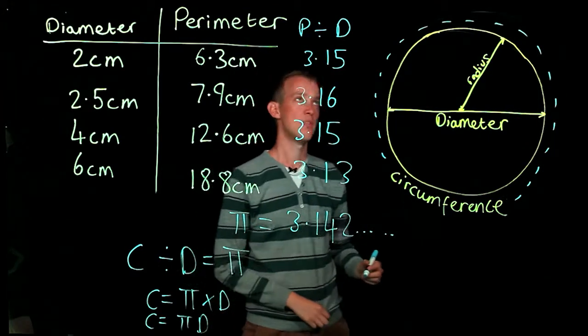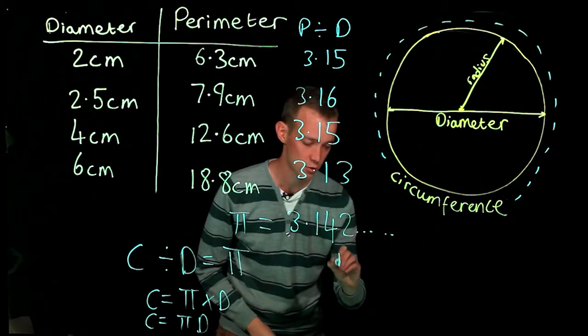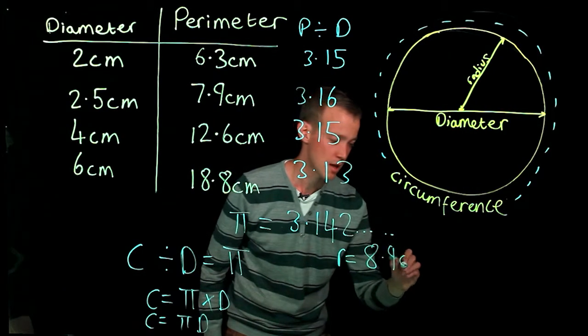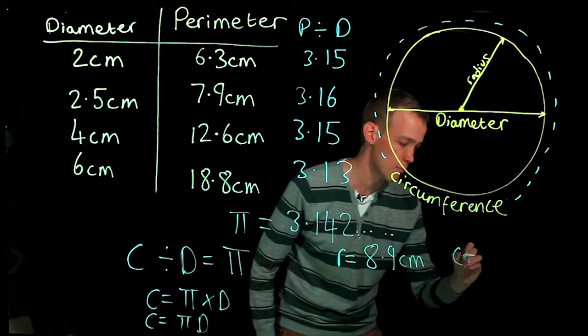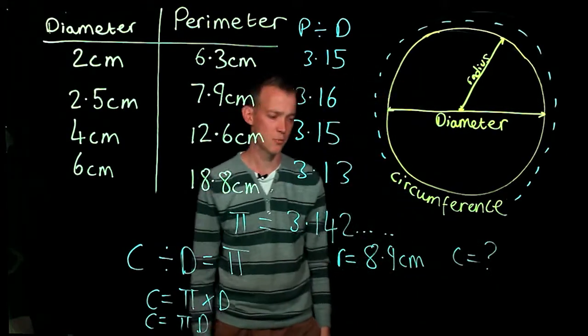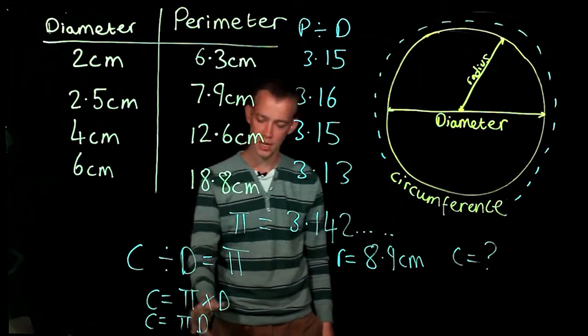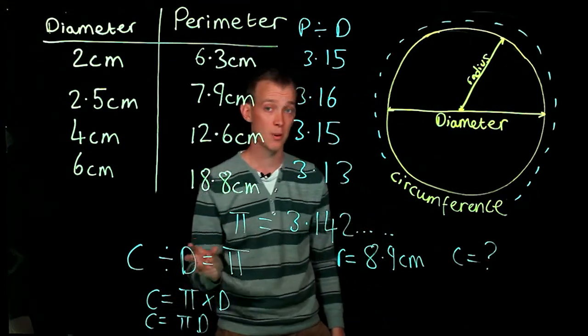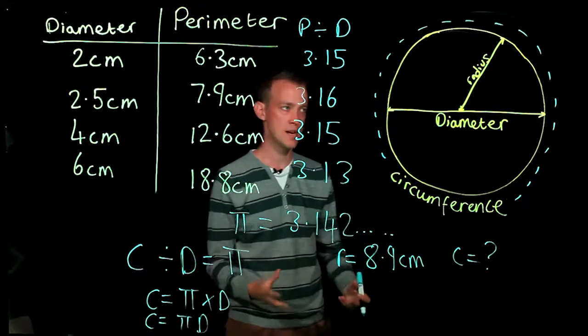Let's have a look at an example. Let's imagine that I have a radius on a circle, a radius of 8.9 centimetres. And I'm asked to work out what the circumference is. Well, looking at my formula here, I can see that the circumference is equal to pi multiplied by the diameter. But what about the radius?